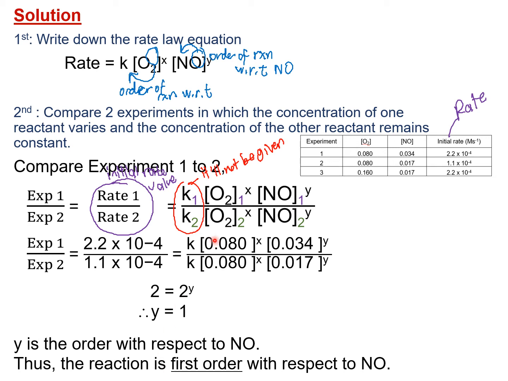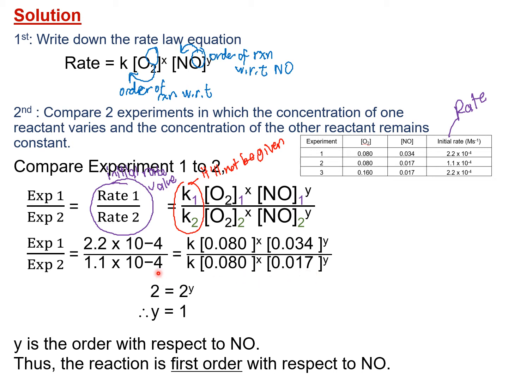Okay, while concentration of oxygen untuk eksperimen yang pertama ialah 0.08 to the power of X. X ni you jangan buat apa-apa because X ni lah order of reaction with respect to oxygen. And then concentration of nitrogen oxide ialah 0.034 to the power of Y. And then untuk eksperimen kedua, concentration of oxygen still remain constant. Concentration of nitrogen oxide berubah, which is 0.017 right now.